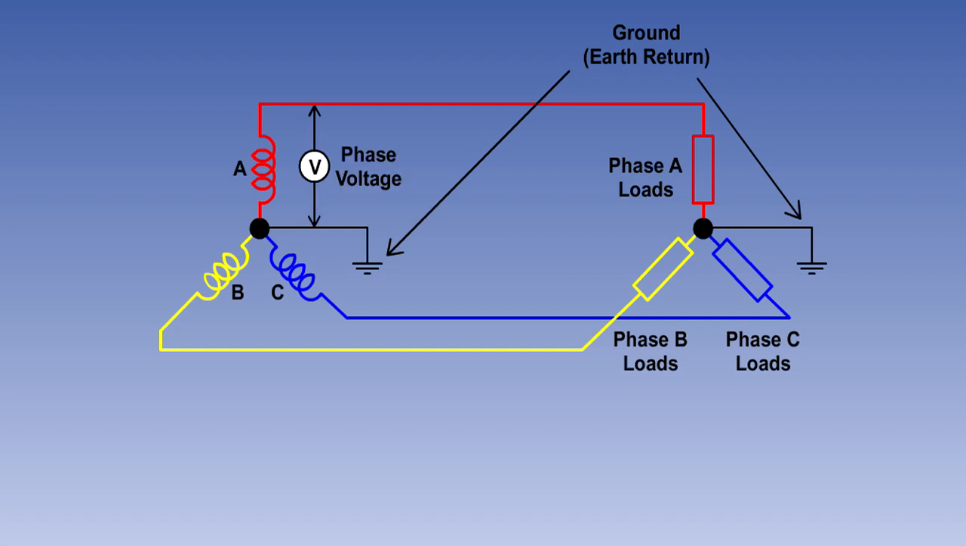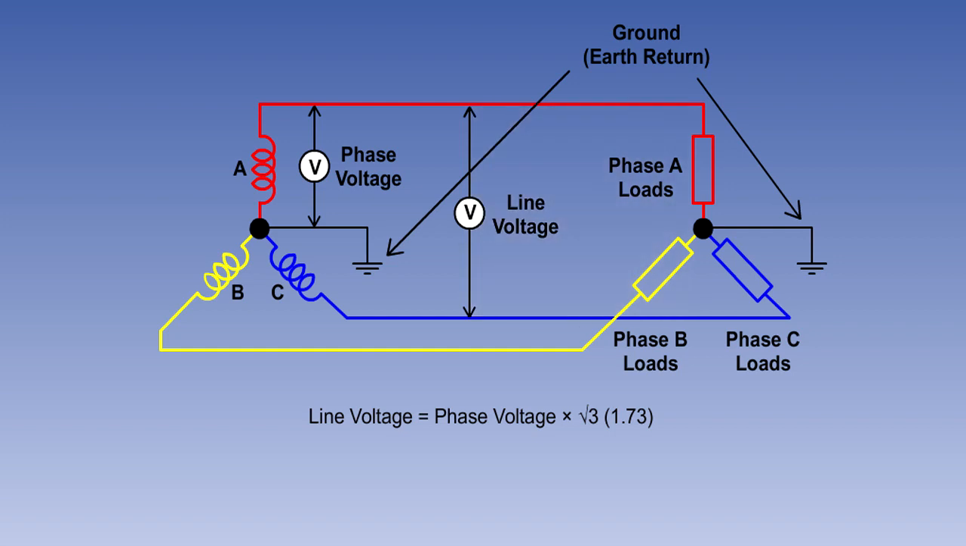A voltmeter, measuring the potential difference between the neutral and a line lead, would read the individual phase voltage. The potential difference between two line connections is known as the line voltage. In this type of AC generator, the phase voltage and line voltage are different, because phase voltage is measured across one phase, whereas line voltage is measured across two phases and is the vector sum of the two.